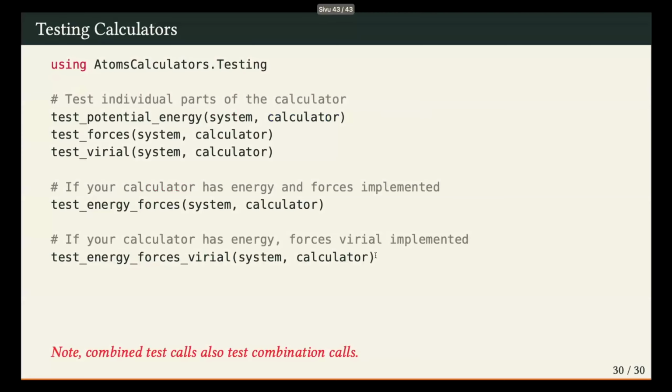And the last thing I mentioned is these testing tools. There's a submodule called testing that includes these functions. When you write your own calculator, please use these, because they will check that your calculator is according to the interface, and they will also tell you what is wrong with your interface if you are doing something wrong. Also, if you are using some new calculator, you can use these to test that it is implemented correctly, if something is going wrong.